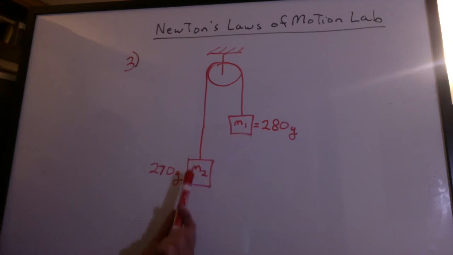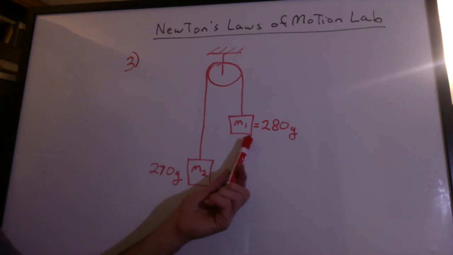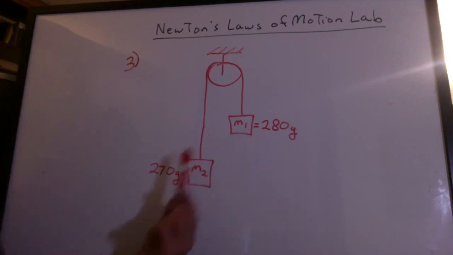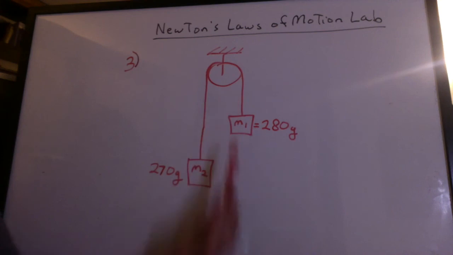Don't assume that they're both the same mass. Put them on the scale and measure them, and then add a couple of quarters to one side. If there's too big a difference in your masses, it's going to fall so quick, you'll have a hard time getting a good time.